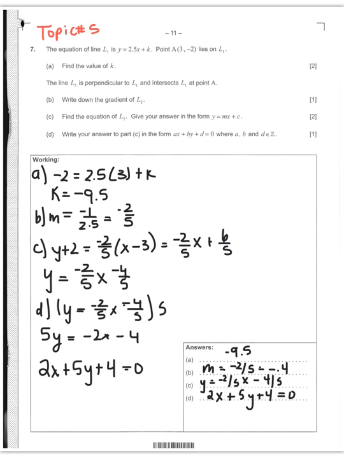And then part D wants us to change this into standard form. So I multiplied everything by 5 to clear out our denominator. You get 5y is equal to negative 2x minus 4. And then I move everything over to the same side of the equation. You get 2x plus 5y plus 4 equals 0. Or negative 2x minus 5y minus 4 is equal to 0.